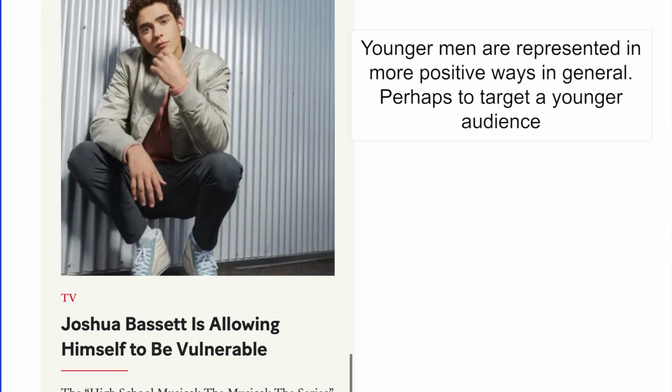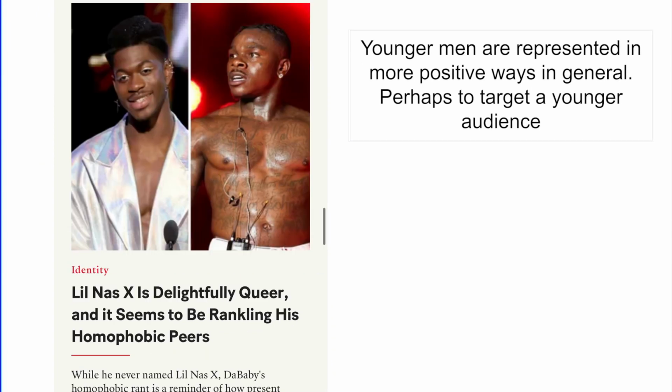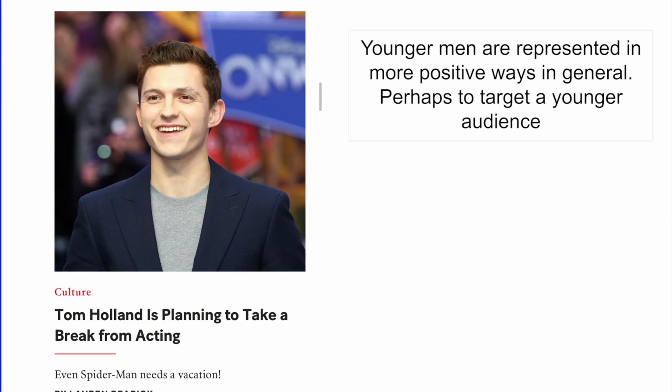However, there are some younger male representations that are a bit more positive. So definitely suggesting that the target audience for this online magazine is reasonably young.